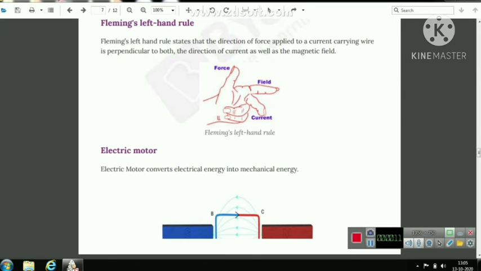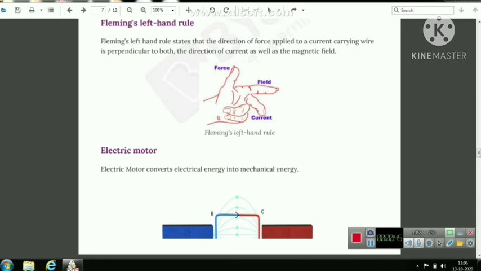According to this, I have explained Fleming's left hand thumb rule. We considered the direction of the current and that of the magnetic field perpendicular to each other and found that the force is perpendicular to both of them. The three directions are shown here: one is the direction of the force, another the direction of the magnetic field, and the third the direction of the electric current.